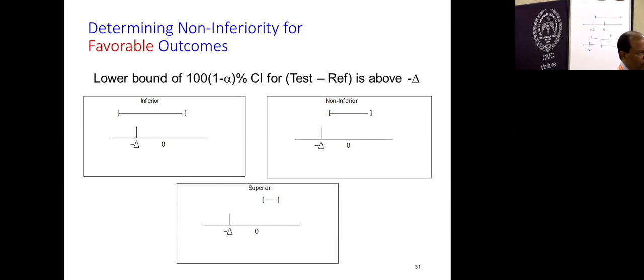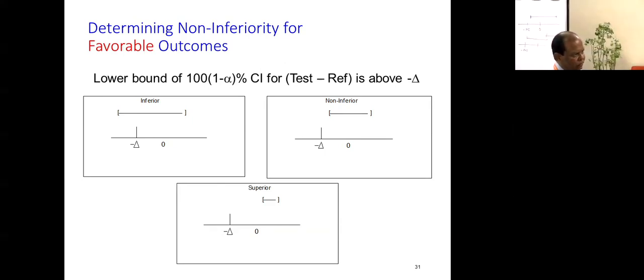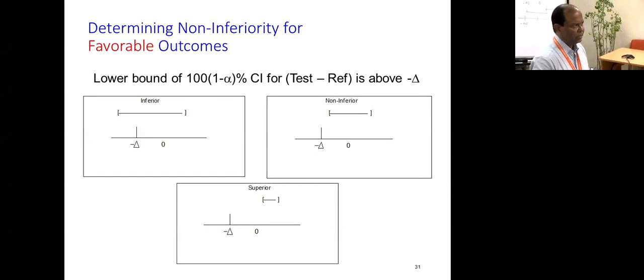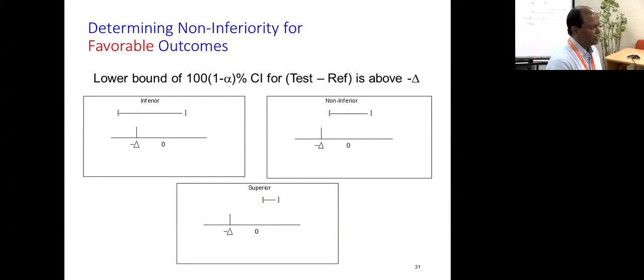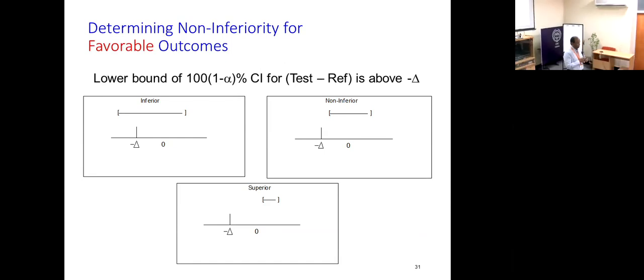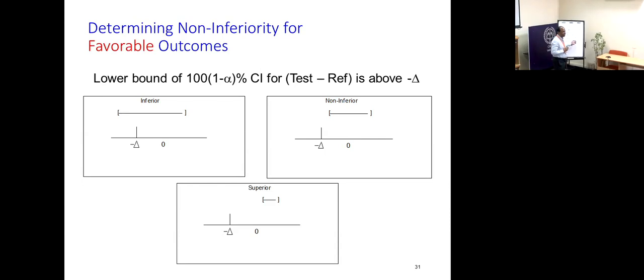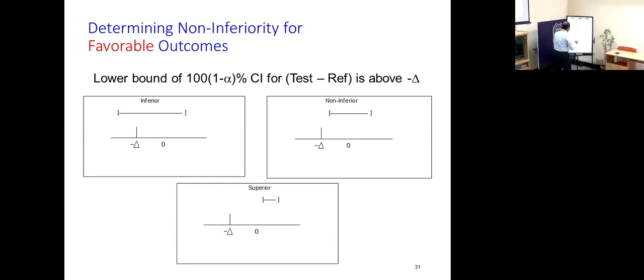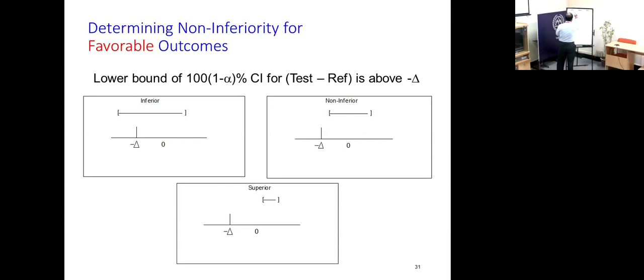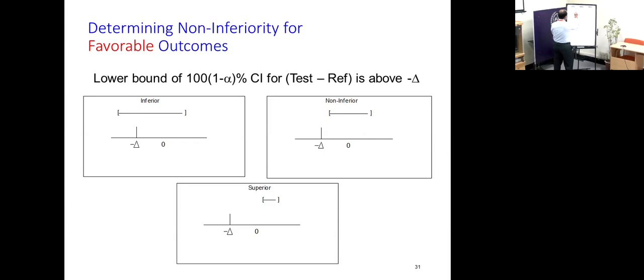How do you conclude? Non-inferior? Any other solution? It suggests equivalence. Non-inferior is correct because it is within this margin, but it also includes zero in between. The typical non-inferiority margin is this.